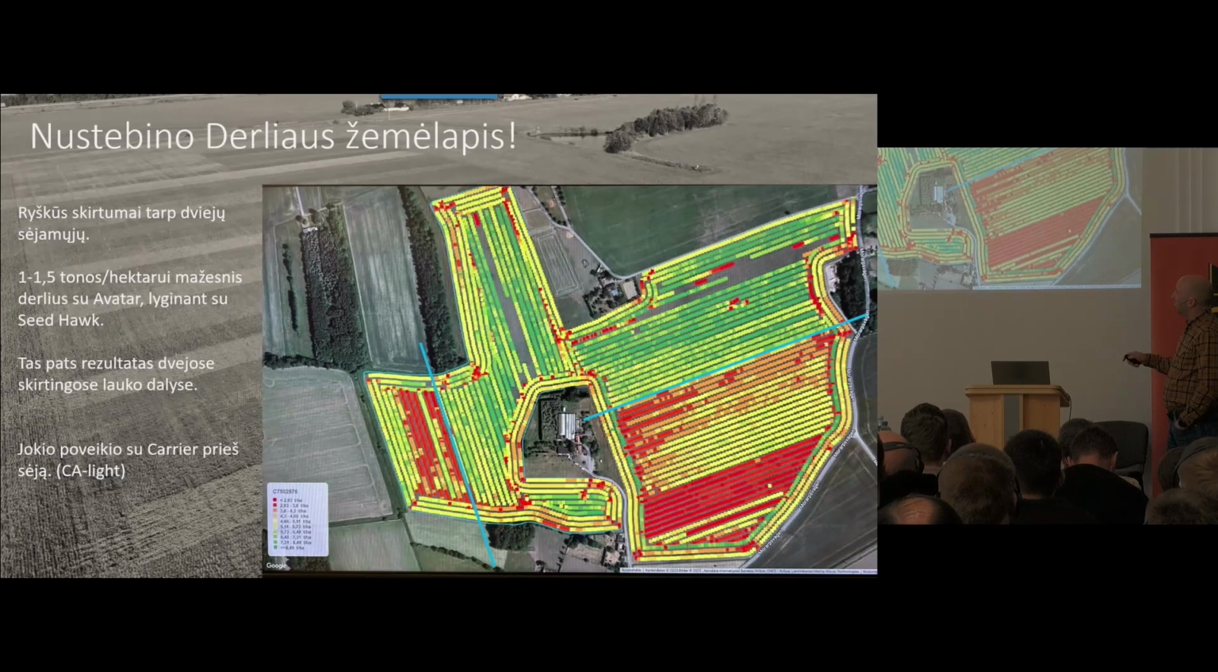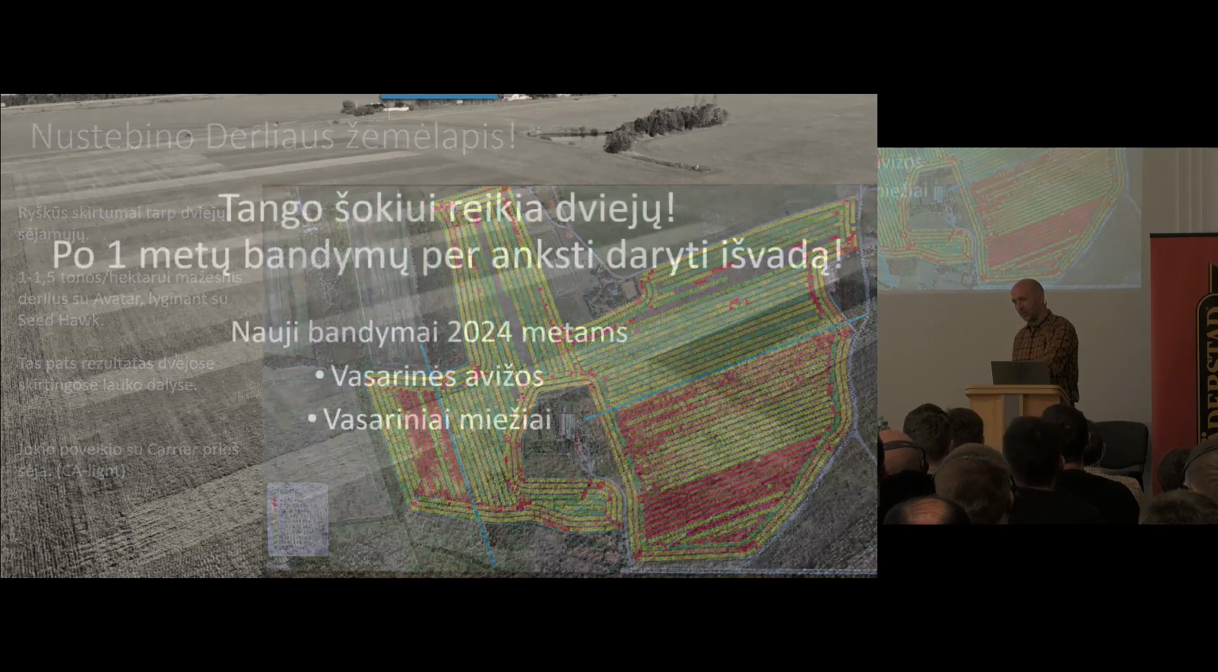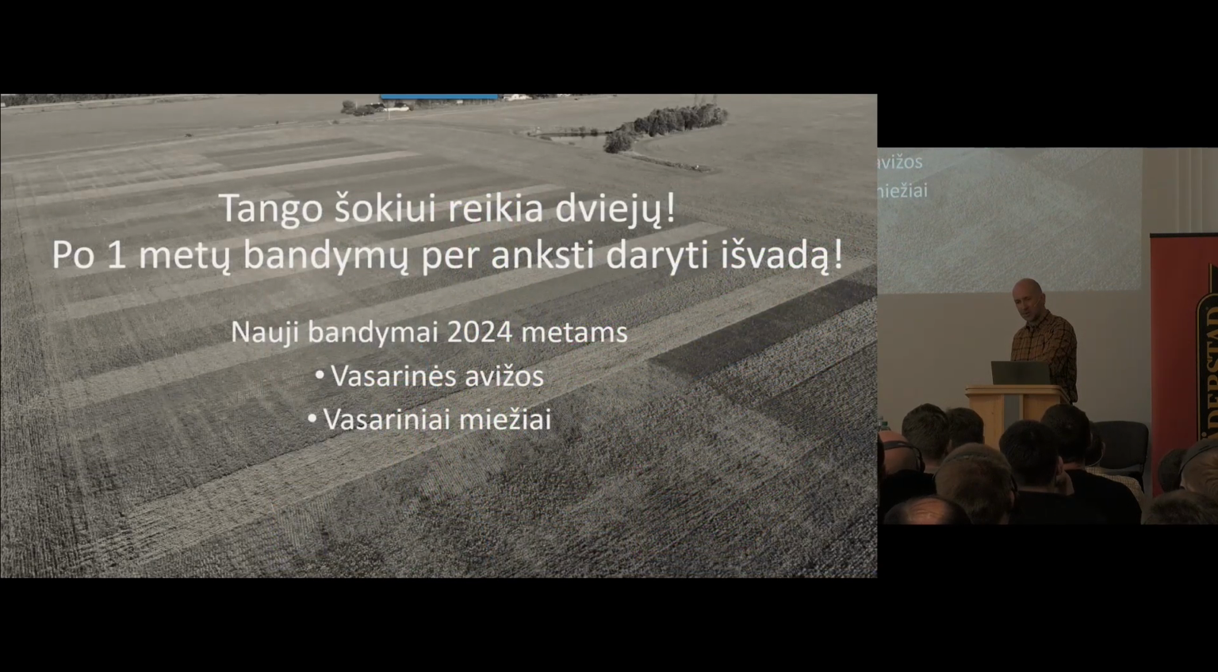And there was a 1 to 1.5 ton difference in yield between the two machines on this particular year. So we thought this one time is no results, so we have to try to do this again. So new trials in 2024 on spring oats and in spring barley.